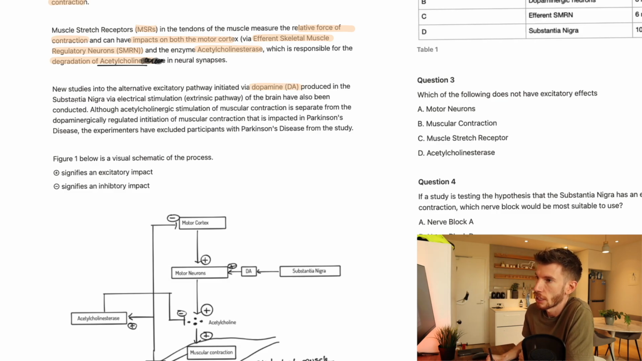Dopamine produced in the substantia nigra in the brain via electrical stimulation, which is now going to be the extrinsic. So that's really important, because now I can expect that there should be a comparison between the intrinsic and extrinsic pathways, have also been conducted, although acetylcholinergic stimulation of muscular contraction is separate from the dopaminergically regulated initiation of muscular contraction that is impacted in Parkinson's disease. So we've got dopamine in Parkinson's. Even though this is separate, the experimenters have excluded participants with Parkinson's disease.